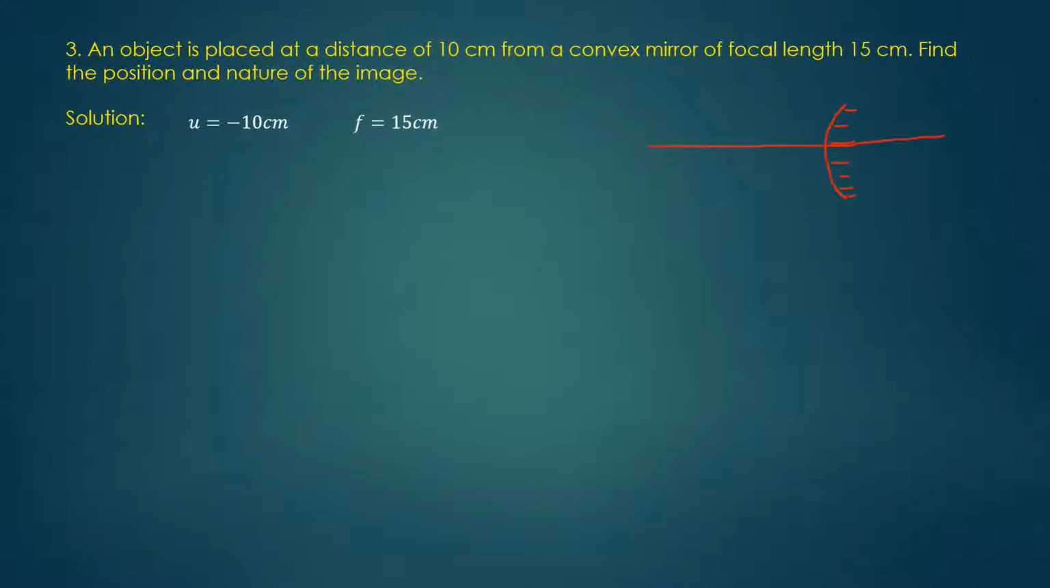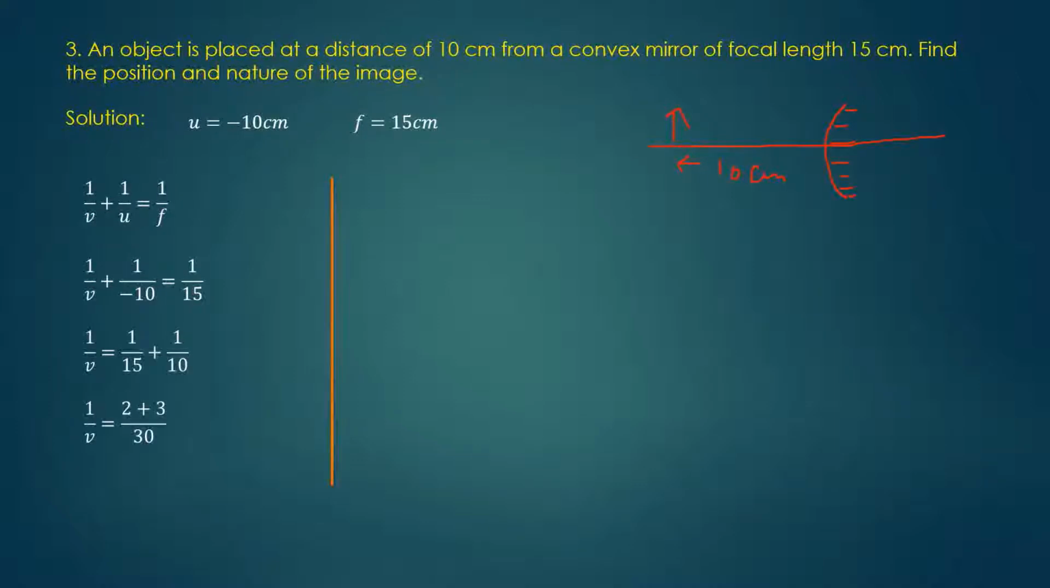So object is at here, which is at a distance of 10 centimeter from the mirror, so that's why it is taken negative. Using mirror formula, 1 by V plus 1 by U equal to 1 by F. When we put the value of U and F, the V will come out to be 6 centimeter.